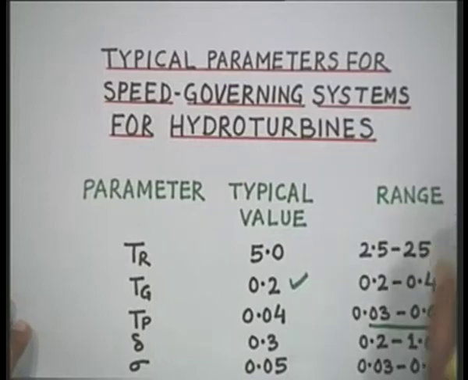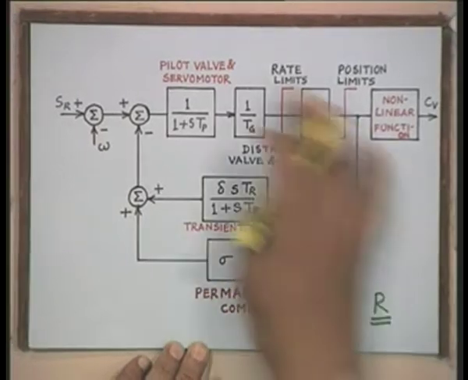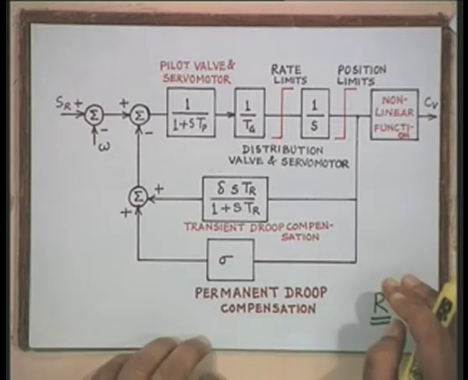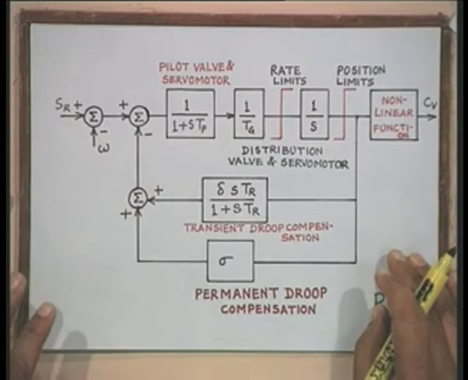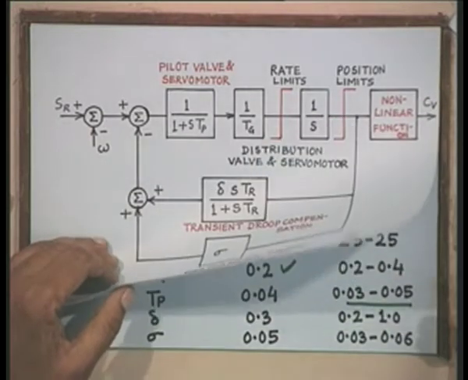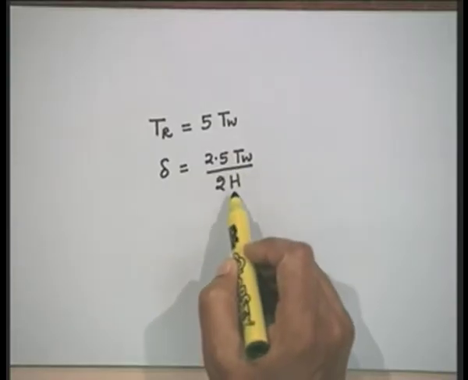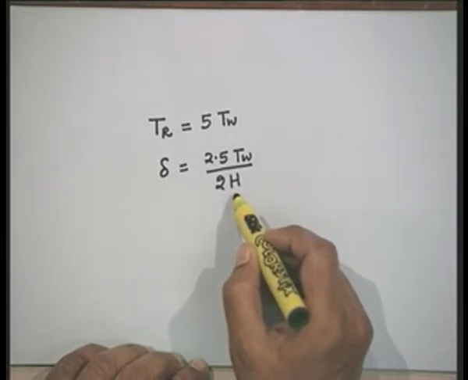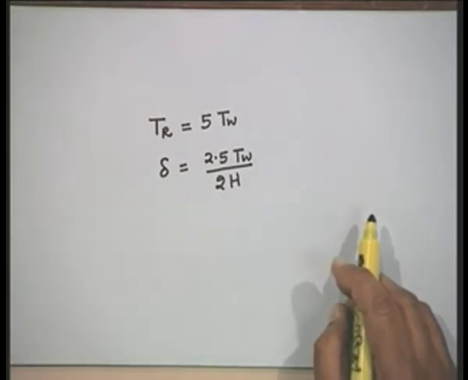Now, the question arises: how do we optimize the parameters of this hydro governor? One way is that you take these thumb rules, that is, you set the value of delta in the range of around 0.3, 0.2 to 1, or use this formula, delta is 2.5 TW divided by 2H. For example, in this case when I put TW equal to 1 and H is taken as 5, how much does it come out to be? 0.25, and 0.3 is the one we are talking about.